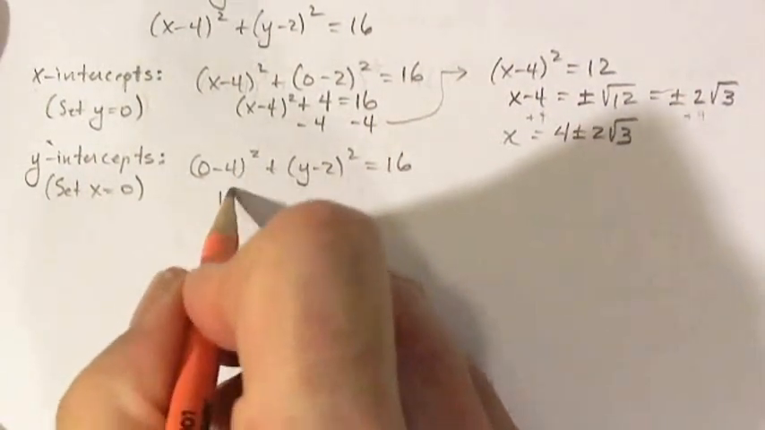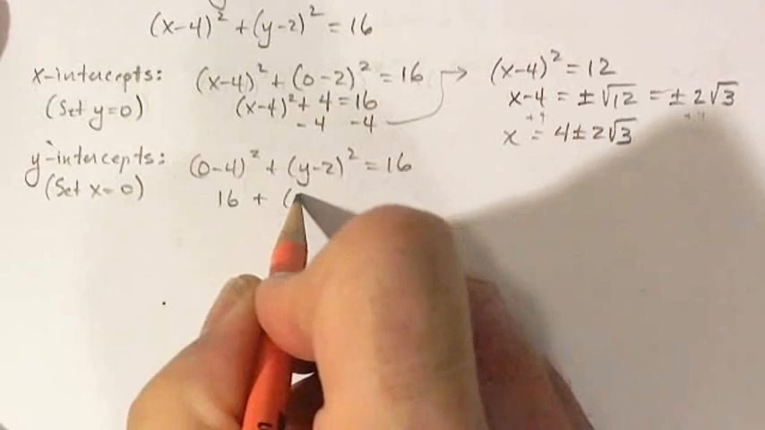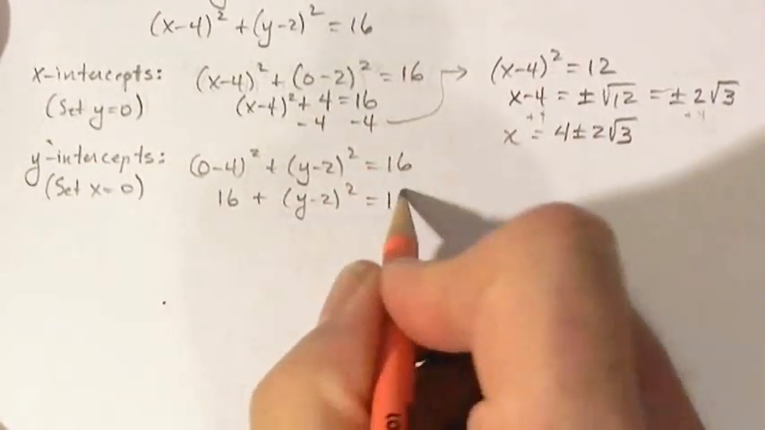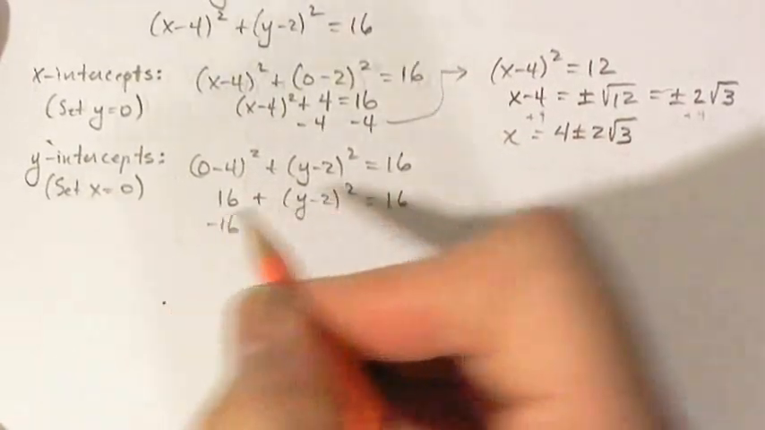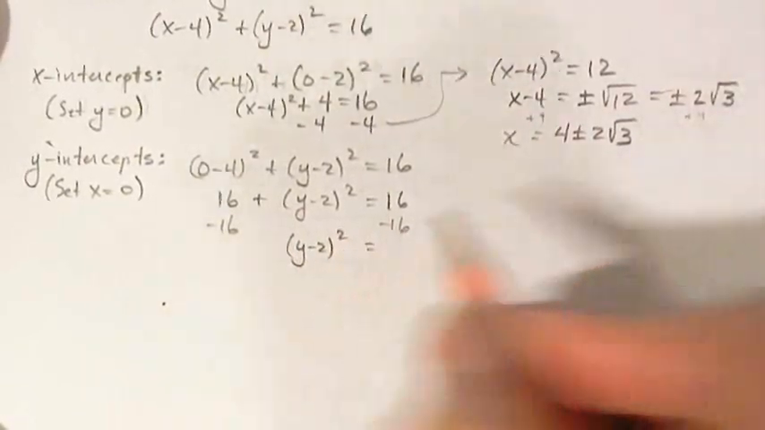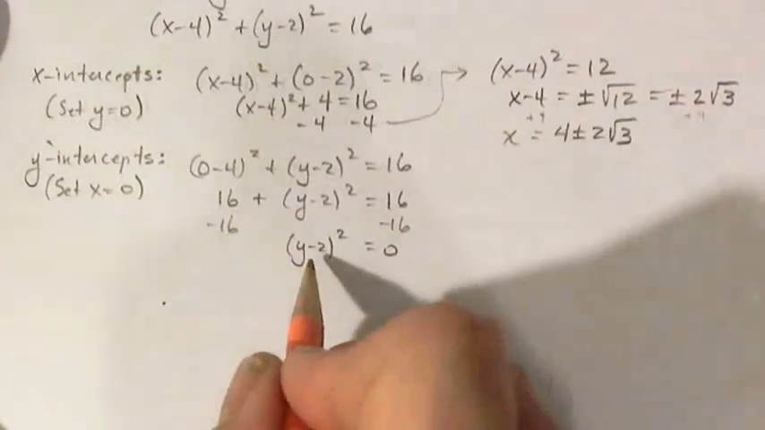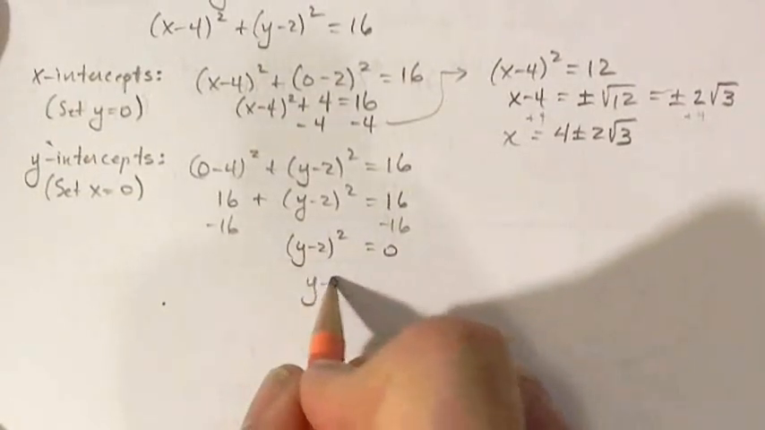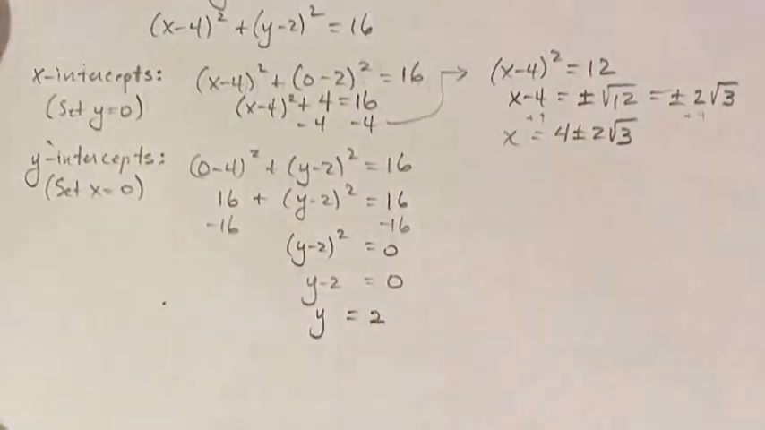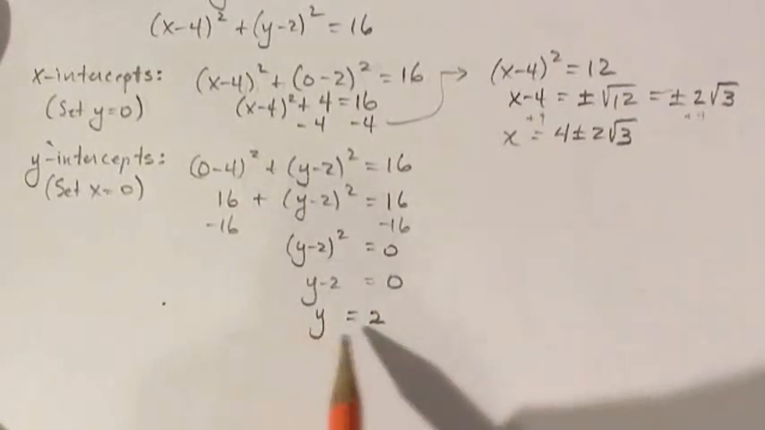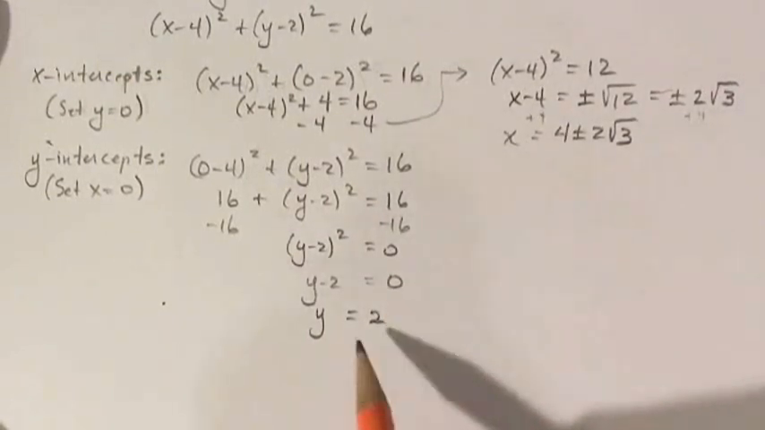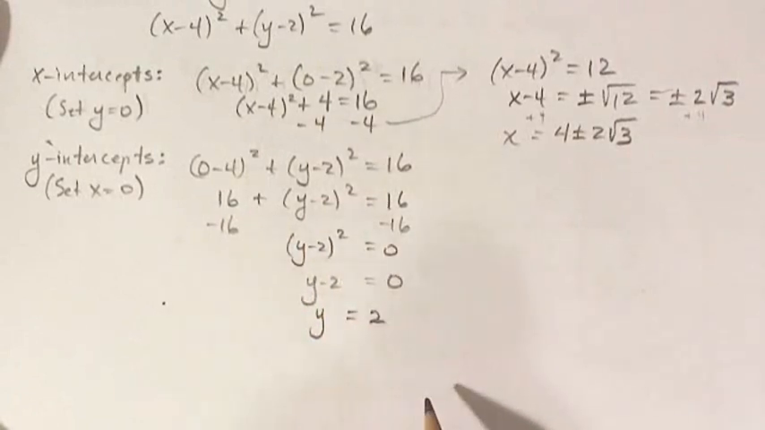Now negative 4 squared is 16, plus y minus 2 squared. Again, I'm not going to FOIL this. Equals 16. If I take 16 away from both sides, we get y minus 2 squared equals 0. Square root both sides, and y minus 2 is 0, and y is equal to 2. Now you might say, why did I not get 2 numbers here like I got here? Well, trust yourself, the math is right.